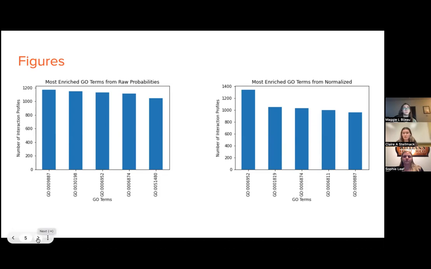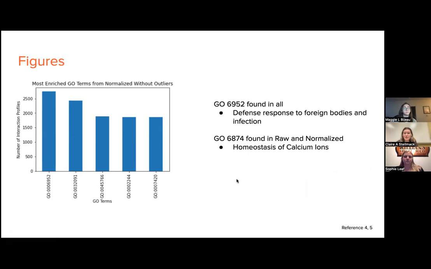The term 0006952 was enriched in all data sets, and it's associated with the body's defense response to foreign bodies or to disease. And then term 0006874 was enriched in both the raw and normalized data sets, and it is associated with the homeostasis of calcium ions, which is necessary for almost all bodily functions.